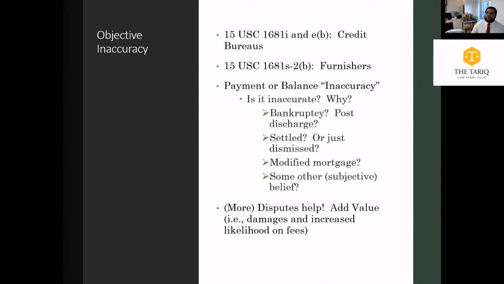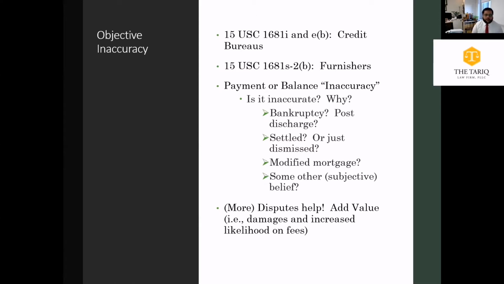Information to the credit reporting agencies, they are the furnishers. They're the ones who are providing this information to them. And so this is a payment or balance inaccuracy. And this is, again, you have to ask yourself, is it inaccurate? And why is it inaccurate?